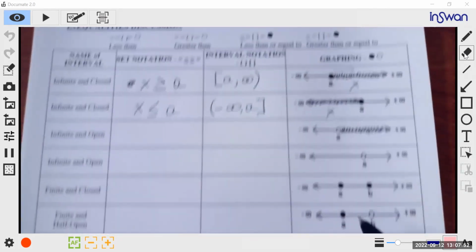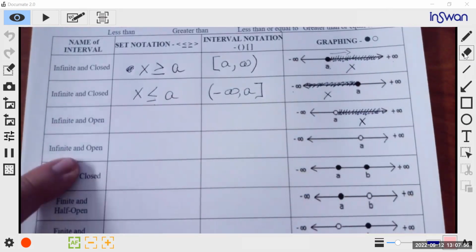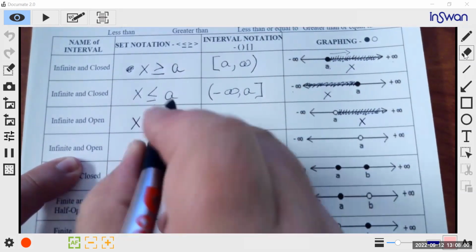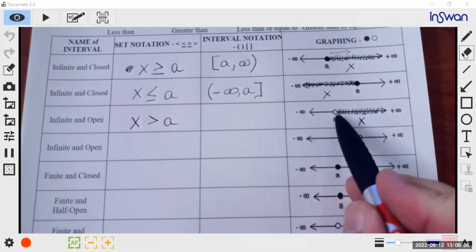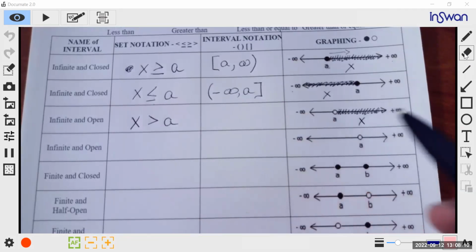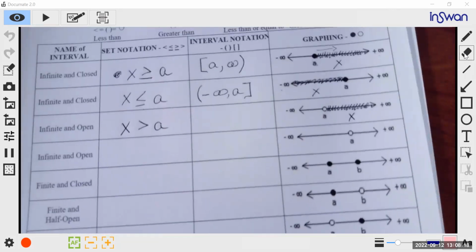How about this one? These are my X values. So X is greater than A. Is it greater than or equal to, or just greater than? Strictly greater than, because it's an open circle, I cannot use A in my list. Well, now, everybody okay? Everybody understand what I'm saying, if I can't use it or can use it in my list? Let me show you what I'm talking about.